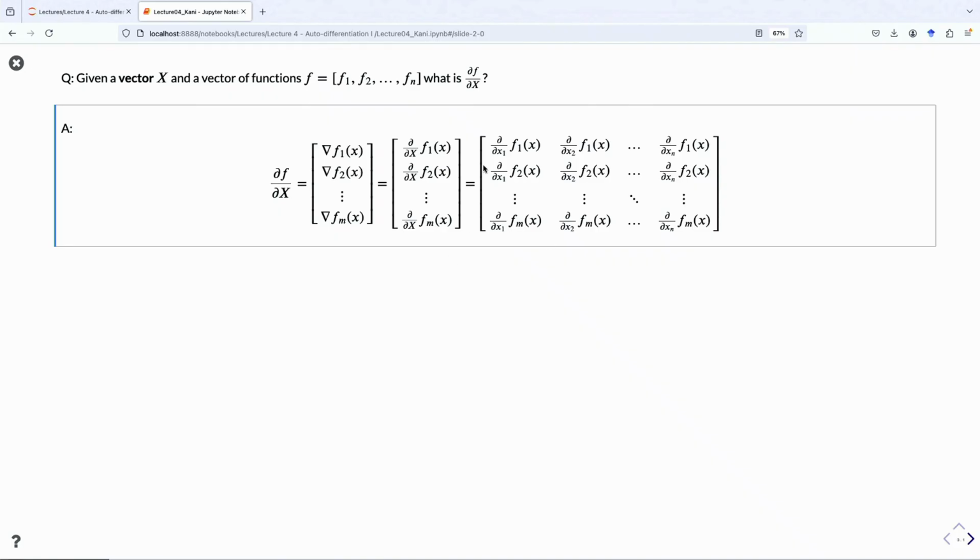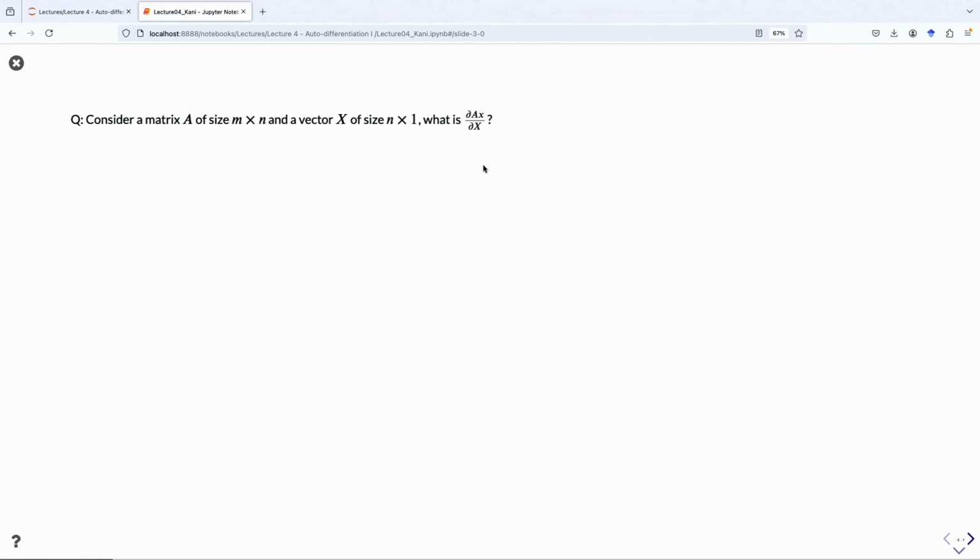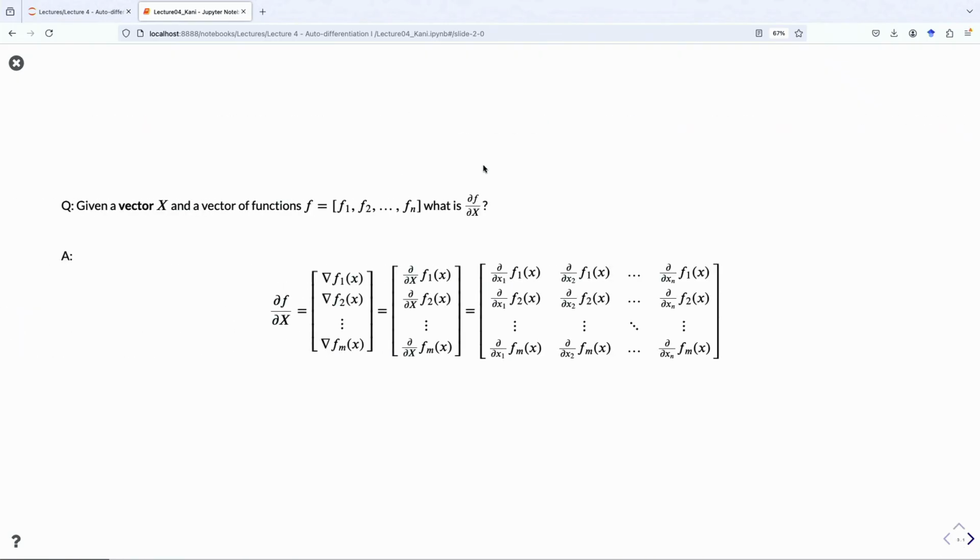And of course, as you correctly pointed out, this is what's known as the Jacobian. The Jacobian is simply the change of a vector of functions with respect to a vector of variables. Okay, good. Yeah, I think that's good.